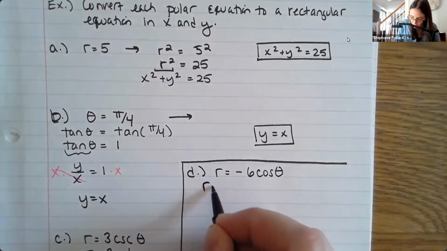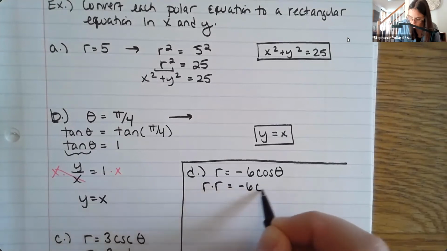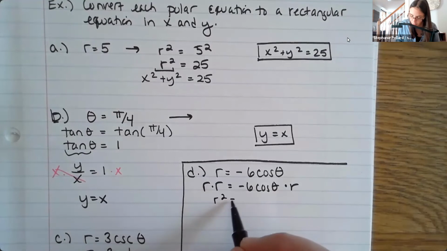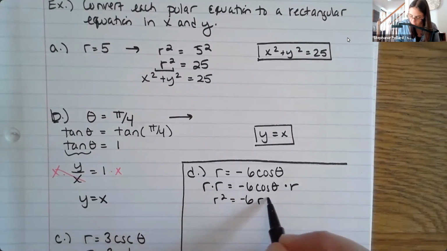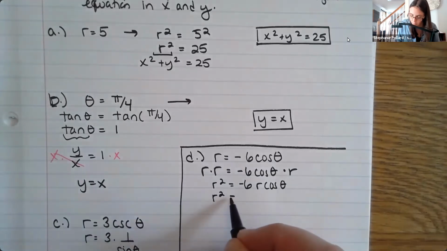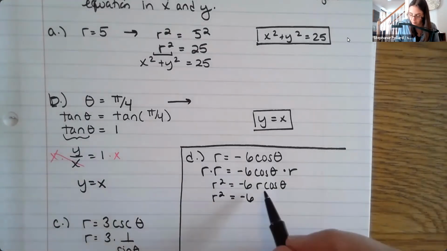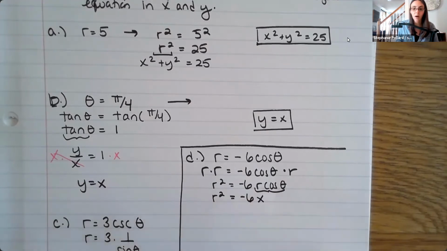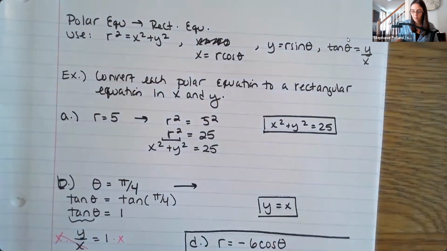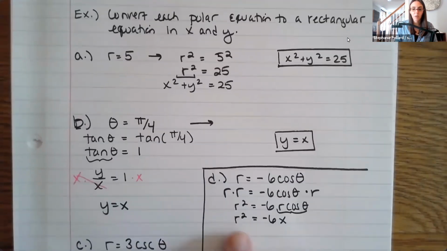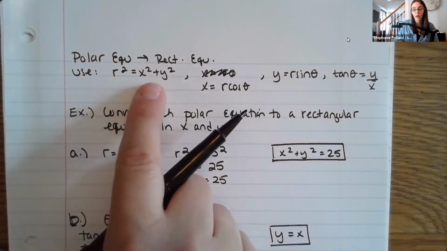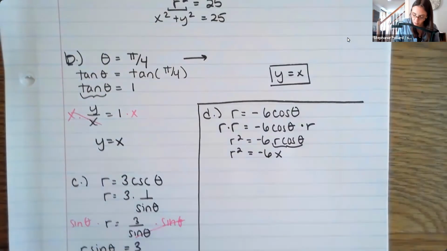So we have r times r equals -6 cosine theta times r. So r times r is r squared. And I'm just going to move the r in front here to make it look a little bit nicer. So now I have that r squared is equal to -6 r cosine theta, and I can make this now x, right? Because r cosine theta, we said, was x. Now, not quite done. I still have this r squared on the left, but r squared is equal to x squared plus y squared. So I can make a second substitution there.